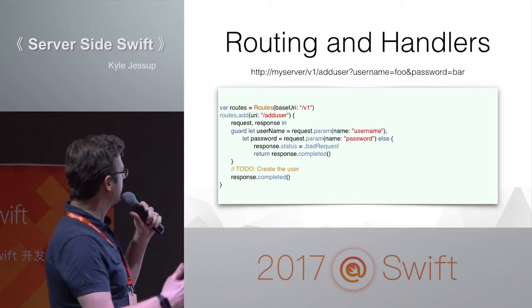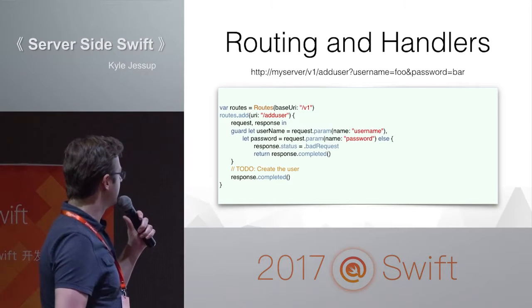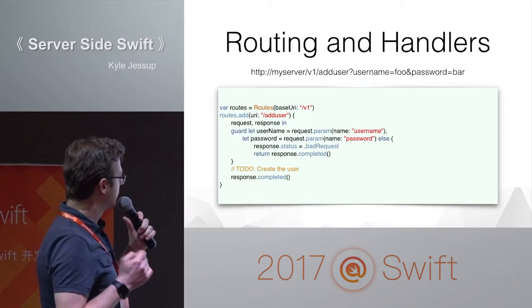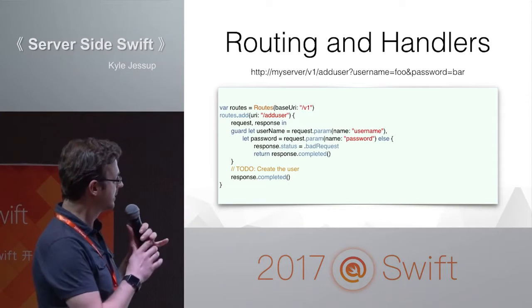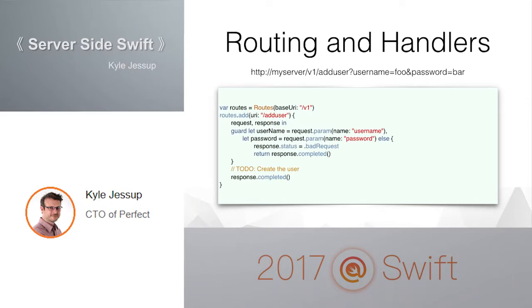Okay, this is a little more complicated. What we're doing is we're adding a route for /add user, and we're pulling out a variety of parameters. So this is how you would get the parameters from the request. Calling request param and then just giving it the name. Checking to make sure they were provided. Are there optionals there? And if they aren't provided, we set the status code and then tell the response it's completed and return and get out. Another example.